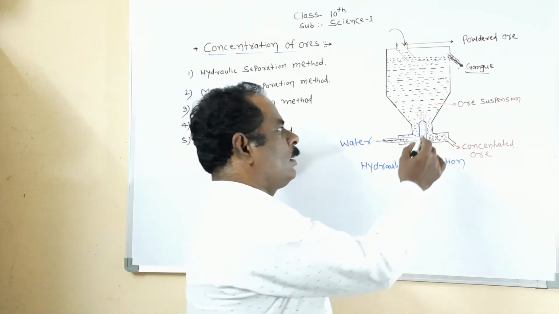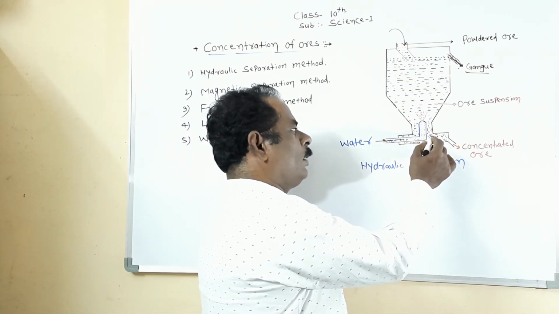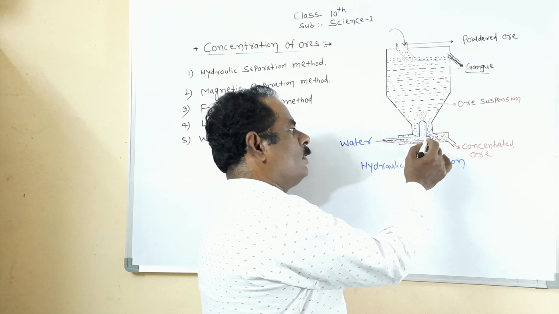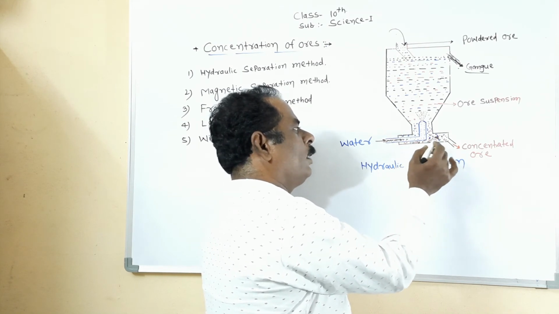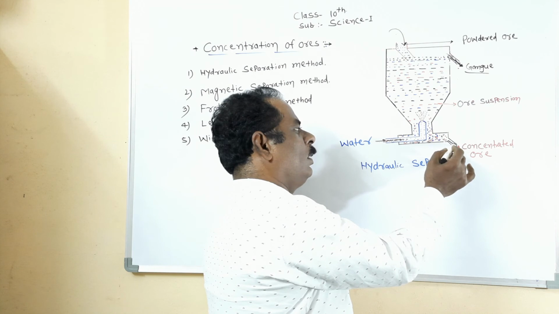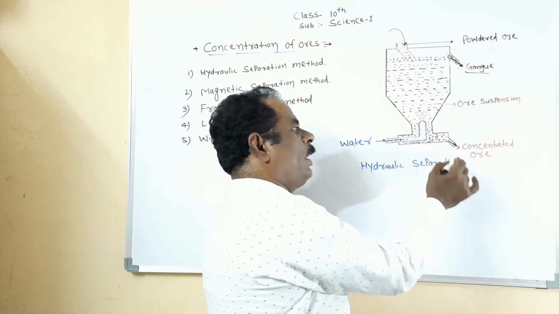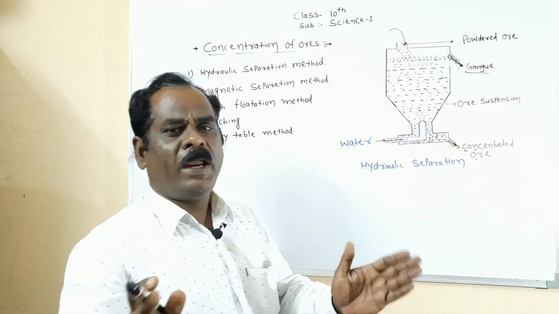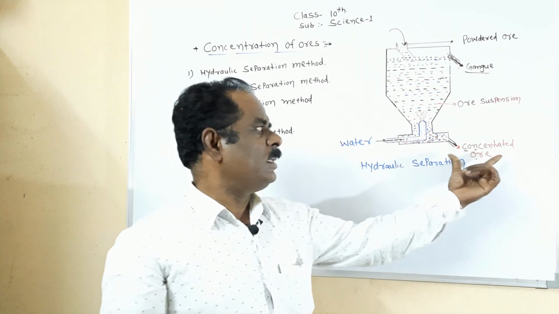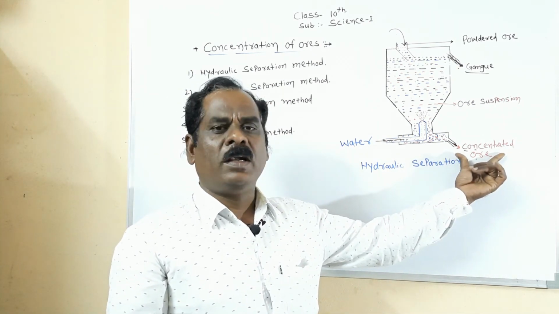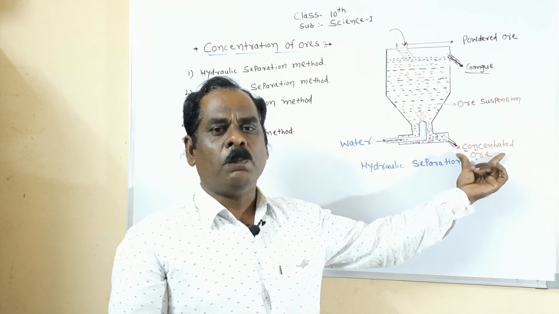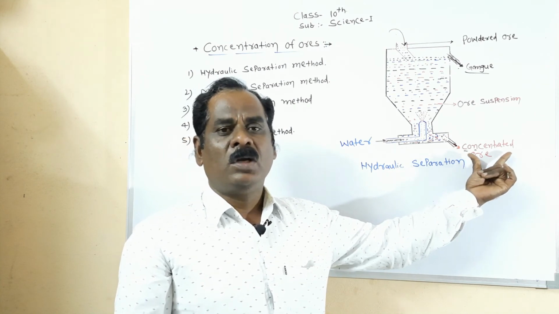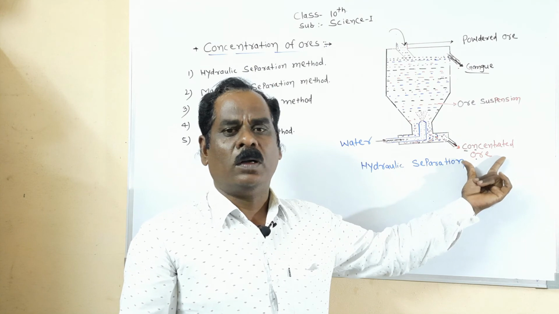The concentrated ore collected at the bottom is separated through the bottom outlet, and it is collected in a separate tank. This concentrated ore does not contain any light impurity, hence it is called the concentrated ore.